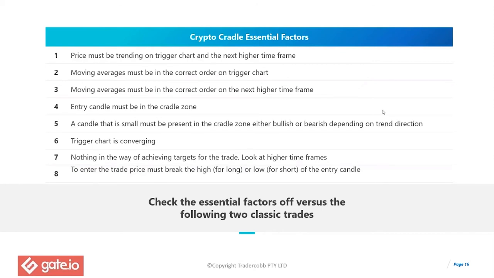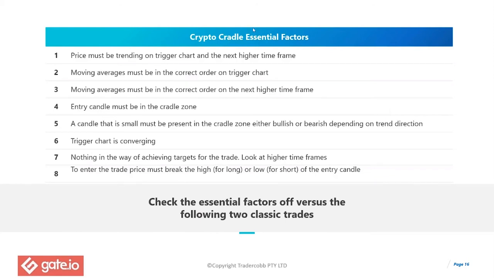So first things first, price must be trending on the trigger chart, which is the time frame we find the trade that sets up best, and the next higher time frame. If we don't have that, there's no point looking for the next factor, is there? There's just no point. Moving averages must be in the correct order on the trigger chart. So you've got to have it both sides. You've got to have moving averages in the correct order on the next higher time frame. So we've got trending.